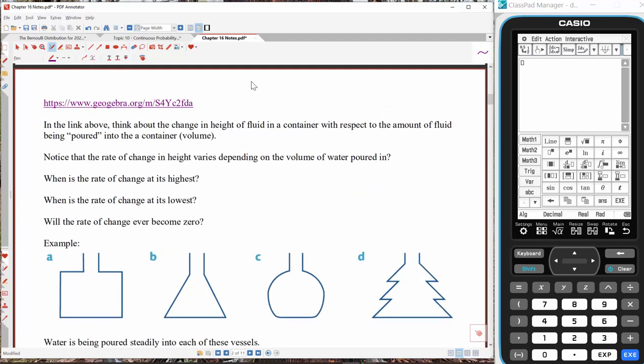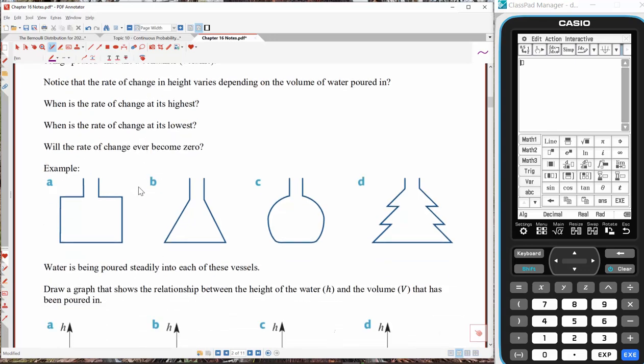This GeoGebra app is not really recording well when I'm doing this video here, but I implore you to have a bit of a play. So have a play and see what you can do in predicting the function that's going to be made when I pour, or when you pour, fluid into those containers. Okay, so let's go straight to the example.